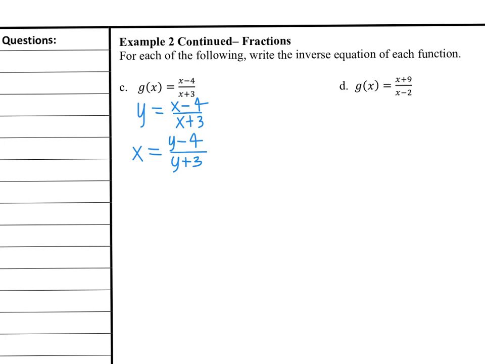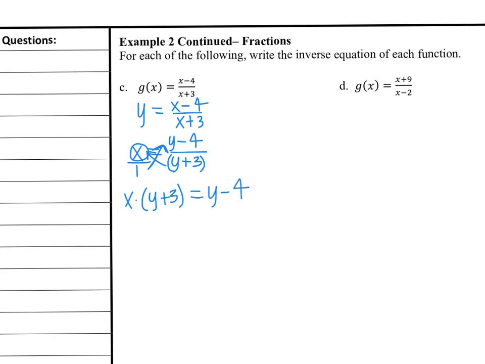Okay, so this one has more steps to it, but if we have a single term equaling a fraction, we want to put that single term over 1 and do some cross multiplication. Okay, so I'm going to cross multiply, and let's take this x on the top. It's going to be x times y plus 3, and we want to put that in parentheses because it's got more than one term, so x times y plus 3 is equal to, going the other way, 1 times y minus 4, which is just y minus 4.